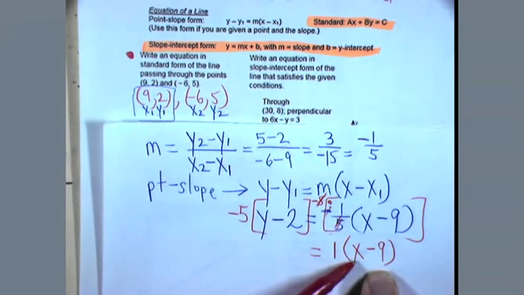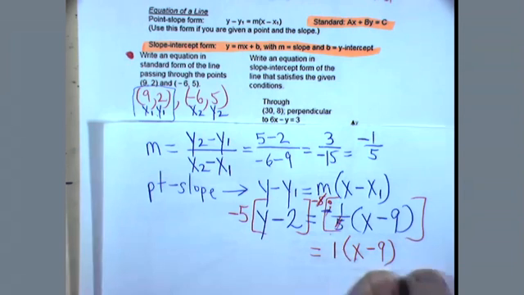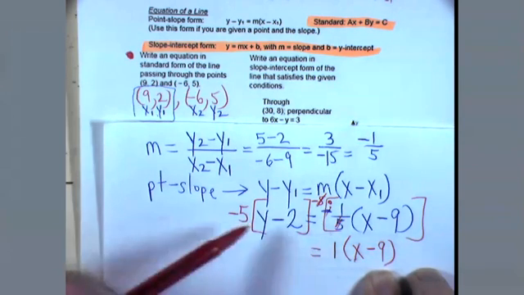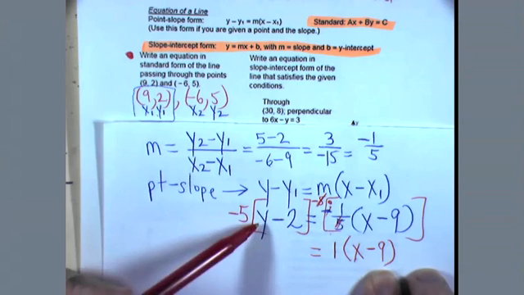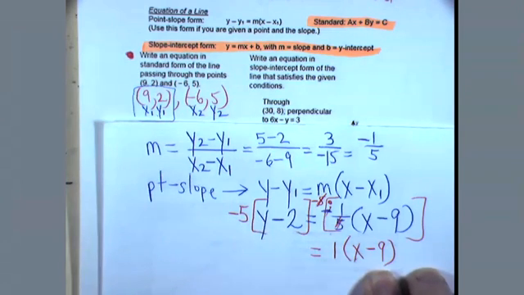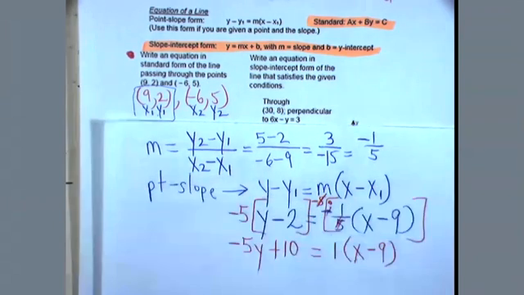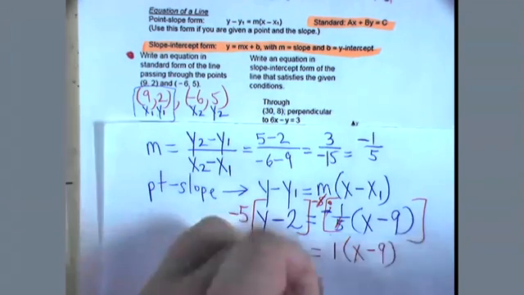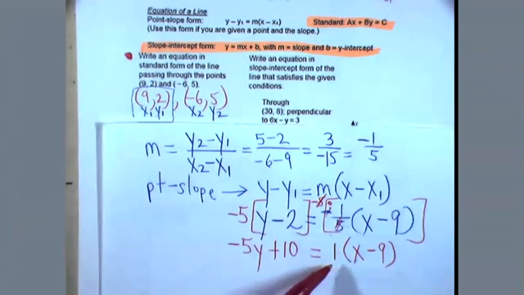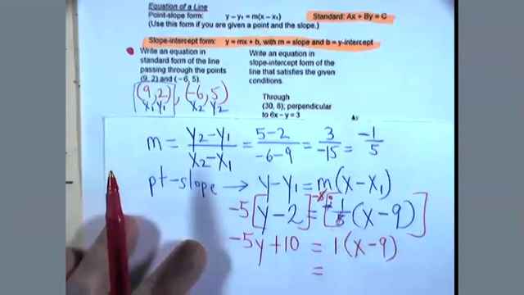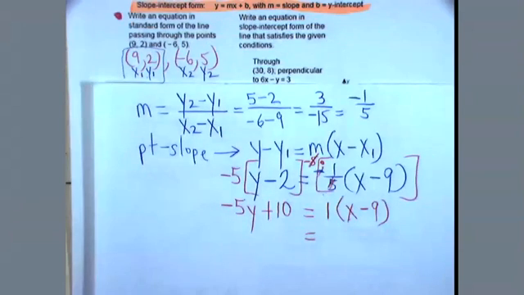Anything that's already in parentheses is not affected by the outside multiplication. So the x minus 9 stays as is. Let's multiply negative 5, or distribute it, times the y minus 2. So that would be negative 5y plus 10. We really don't have to distribute that 1. We can actually drop it off, because on the right hand side that's just equal to x minus 9.